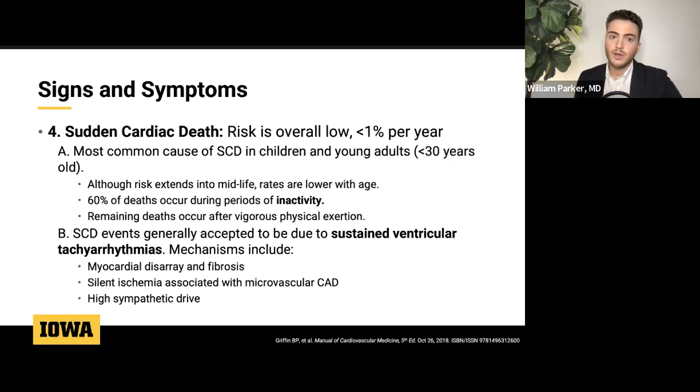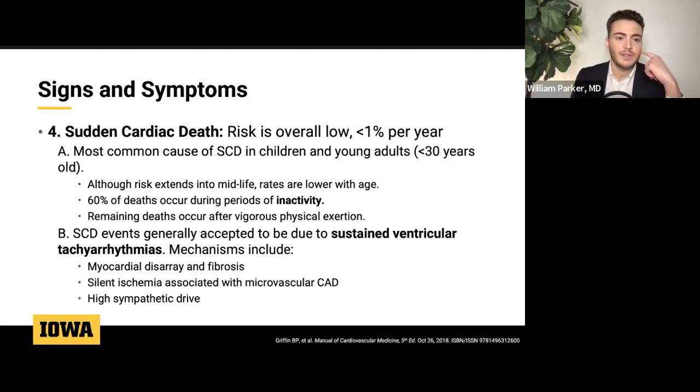Certainly scary. The risk overall per year is lower than I think most people would think. It's less than 1% per year. But it is the most common cause of sudden cardiac death in children and young adults, people younger than 30. The risk diminishes with age, the yearly risk. And interestingly, around 60% of sudden cardiac deaths in patients with hypertrophic cardiomyopathy happen during periods of inactivity. Whereas the remaining about 40% occur during or immediately after vigorous physical exertion.